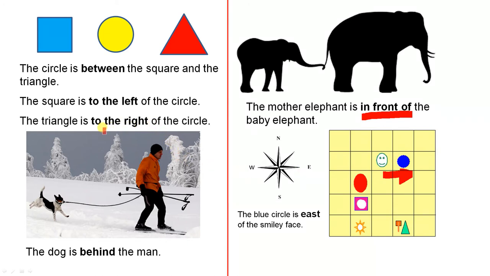Look over here. Do you reckon this would be a possibility? The blue circle is to the right of the smiley face. So that's another possibility. And if you really wanted to impress, you could even say the blue circle is near the smiley face. The blue circle is next to the smiley face. So there are a lot of different ways of using position words. You just have to look at the situation very carefully, look at the objects in question, and just choose the most suitable or as many position words as you can.